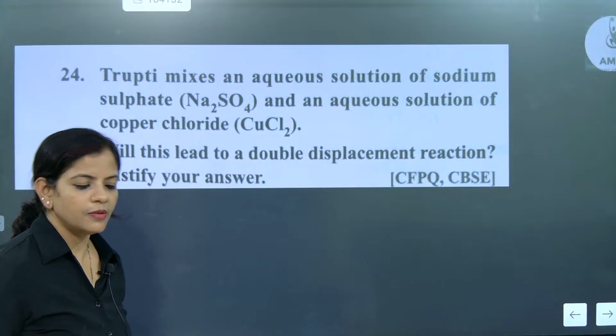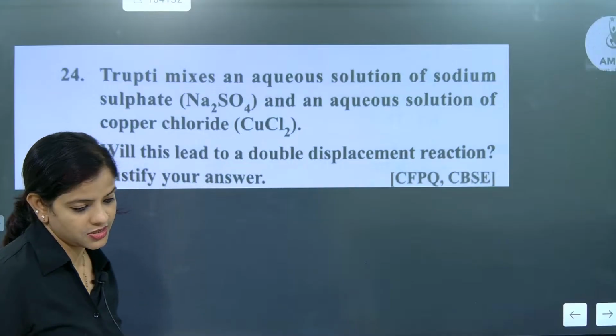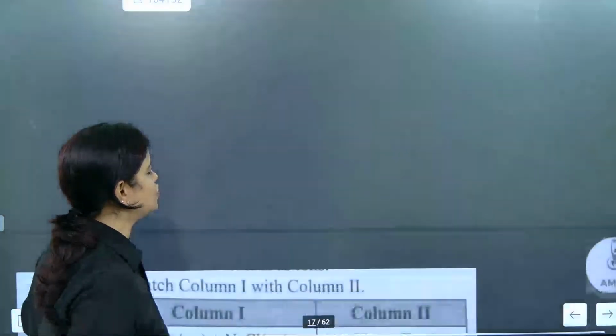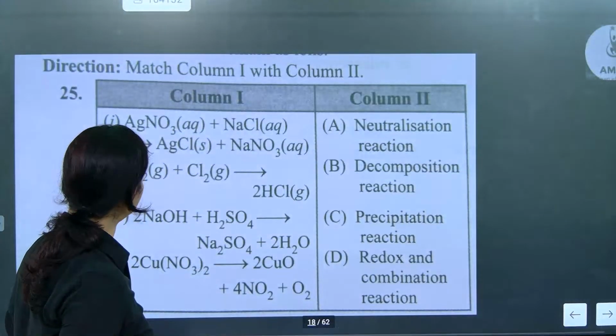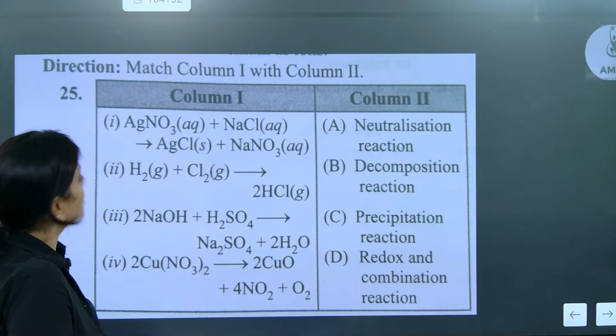Come on, go for it. In many places displacement is there. They will displace, but they will be in the form of ions. So when questions like this come, we need to be very careful. Okay, come on, go for this question.